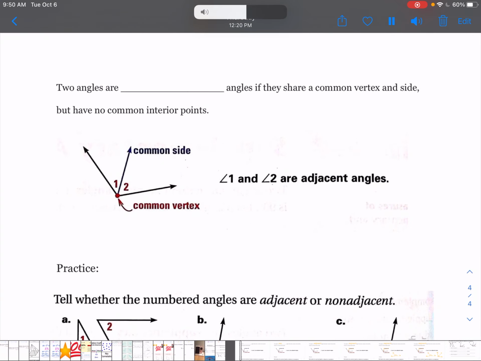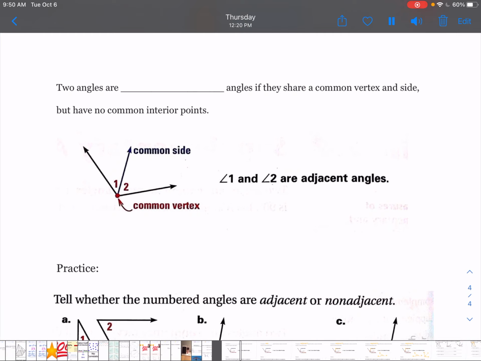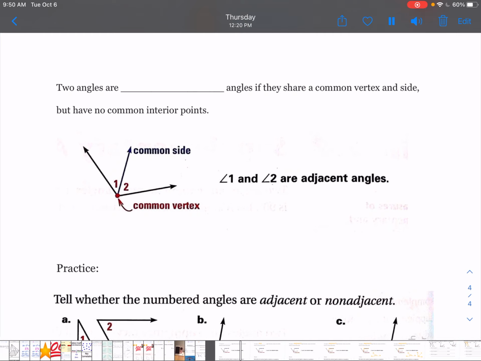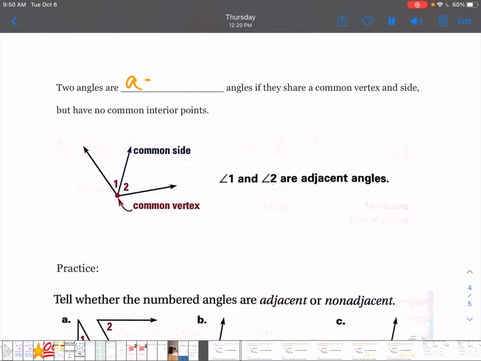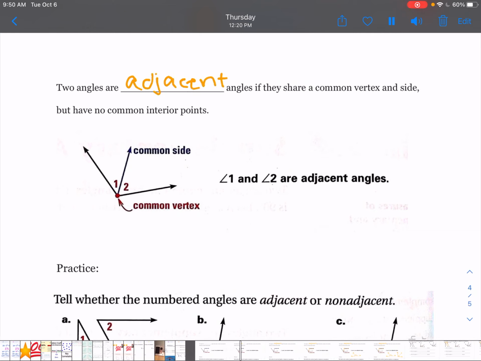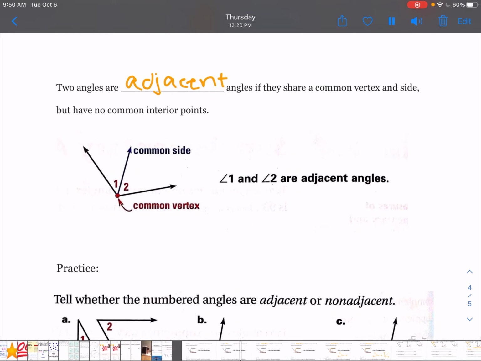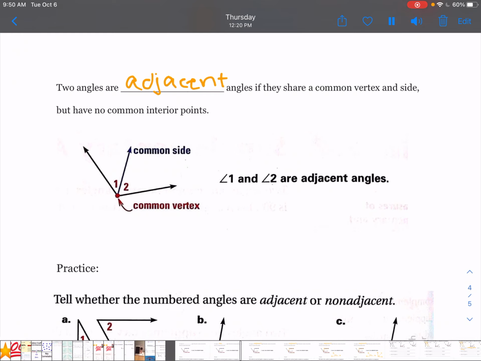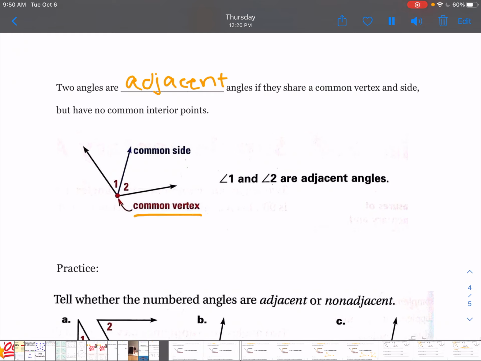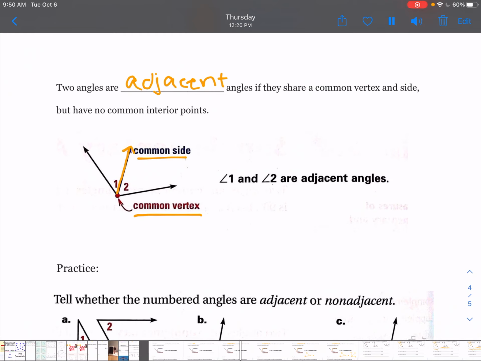All right, finally, we just talked about angles that were back to back. Now there's a special word for this, and that word is adjacent. So two angles are adjacent angles if they share a common vertex and side, but have no common interior points. So basically what that means is they share a vertex, like labeled here, and they share a side, this one right here. They're back to back. So angle 1 and angle 2 are adjacent angles, two angles that are back to back.